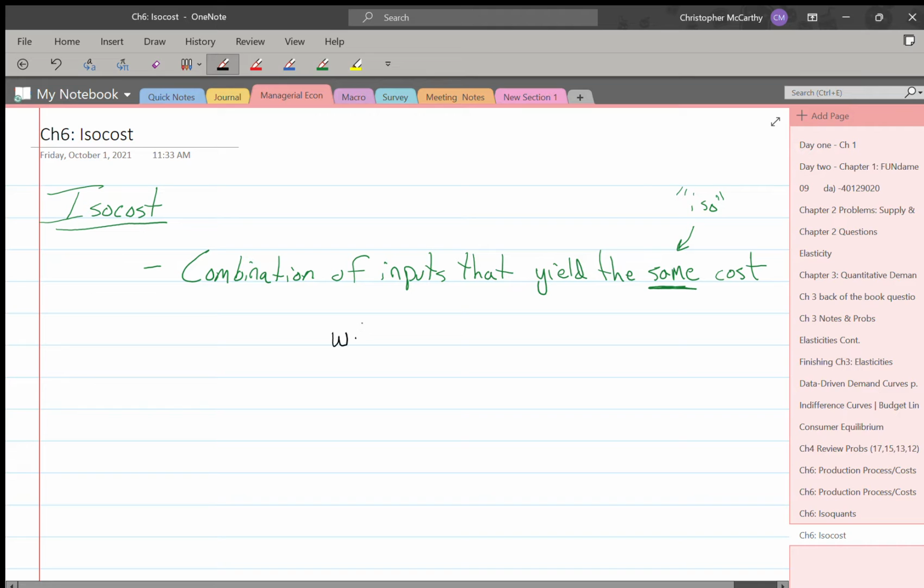rate, L is the amount of labor employed, R is the rental rate for capital, and K is the amount of capital employed. All of this equals some fixed cost. Rearranging this into slope-intercept form, which is such an ease of doing for us.